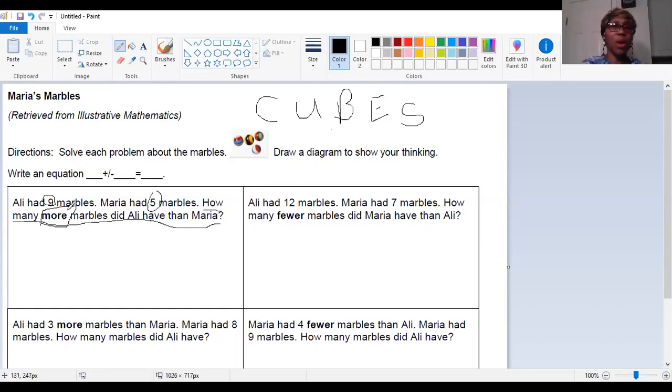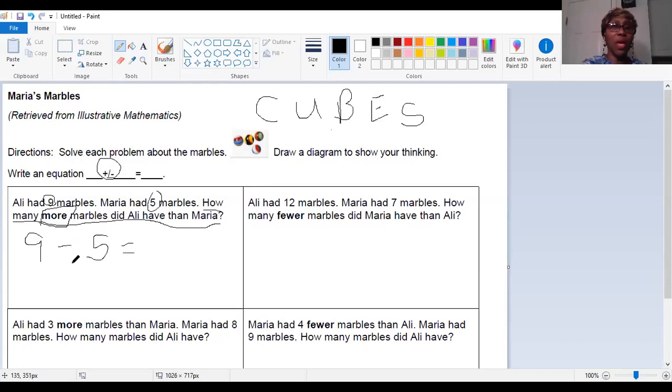It says Ollie had 9 marbles. Maria had 5 marbles. How many more marbles did Ollie have than Maria? So what operation are we using, adding or subtracting, when we say how many more? Well, I'm going to give you a hint. We're subtracting. So Ollie had 9. Maria had 5. We're going to subtract 5 from 9. And that will tell you exactly how many more marbles Ollie had.